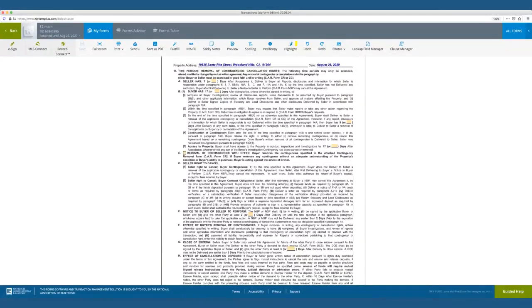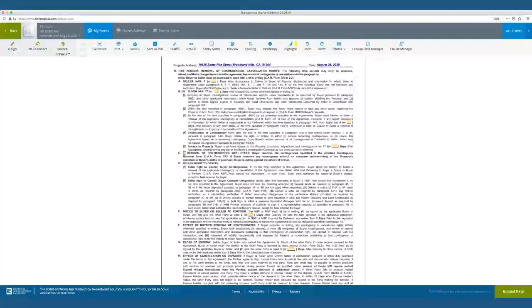Now, in order for the seller to cancel, they have to give the buyer a notice to perform. So you can give the notice to perform up to 2 days prior to when the contingency is up. So say the contingency is up on Friday, so they can give the notice to perform on Tuesday. So they have Wednesday and Thursday, and then you can cancel on Friday. Yes.